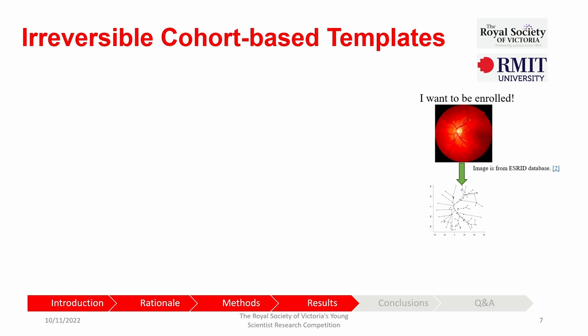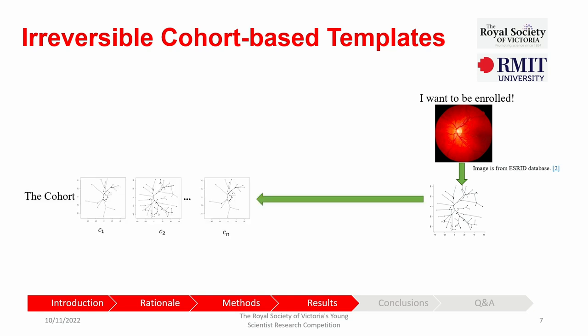Imagine I want to be enrolled in such a system. My retina will be presented and a graph will be extracted from it, but we don't want to store this graph inside the database. Instead, we compare it with a cohort of other graphs that are completely different and independent from my graph. And we will calculate the distances between each of these cohort members and my graph. And we will store these distances inside the database as my data.